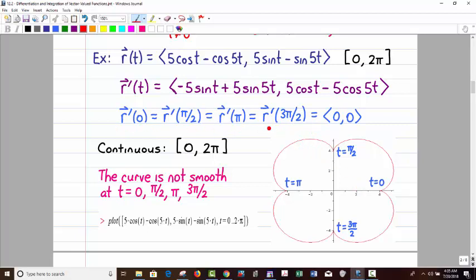All 4 of those derivative vectors at those points, 0, pi over 2, pi, and 3 pi over 2, form the 0 vector. So anywhere it forms the 0 vector, you're not smooth there. So you see the curve is not smooth at those points right there. And then visually, it's because they're sharp points. Okay.